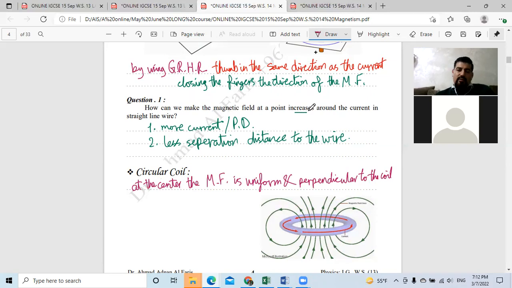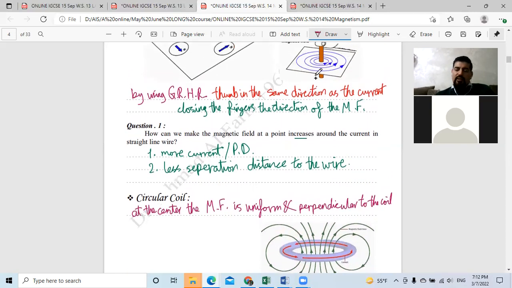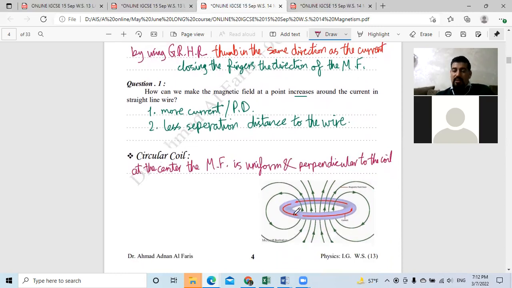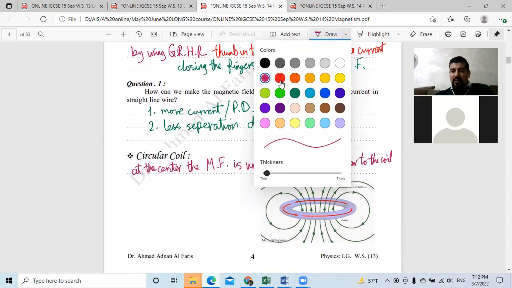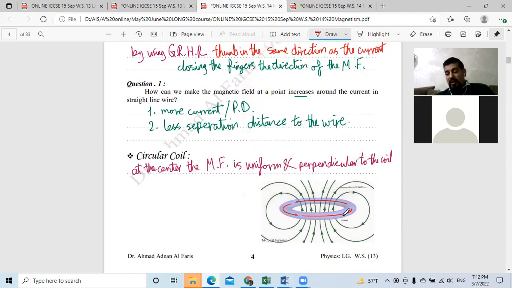Now, here, to indicate the direction of the magnetic field, I use what? Grip right hand rule. I said that the thumb is in the same direction as the current. But here, I will not do the same. I will say that the closing fingers are in the same direction as the current, and the thumb will indicate the direction of the magnetic field. So I'm going to use the grip right hand rule, but in another way.